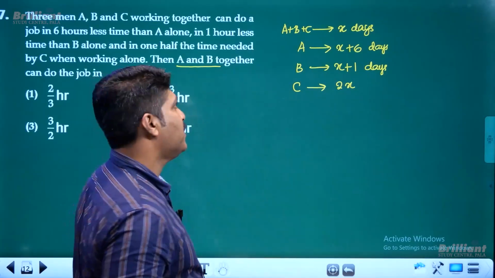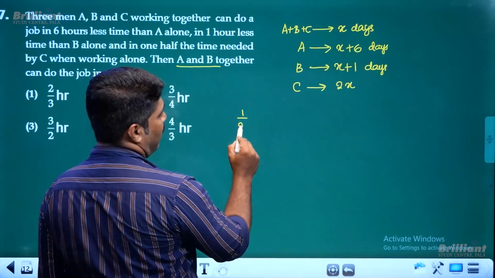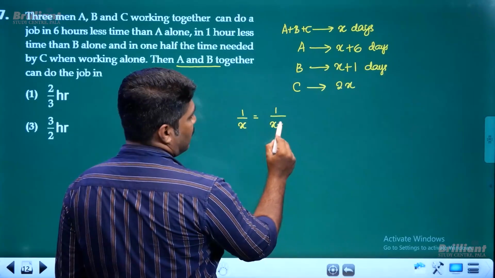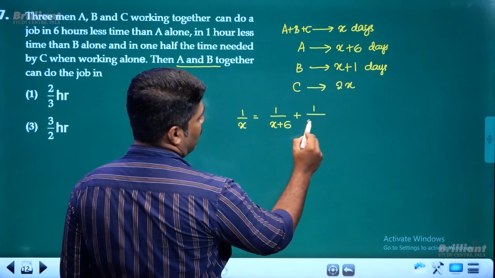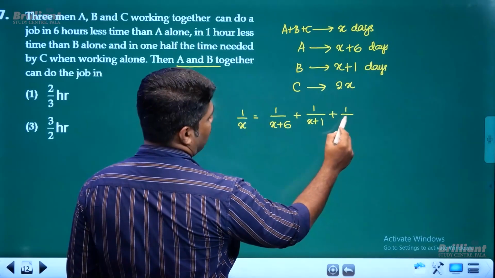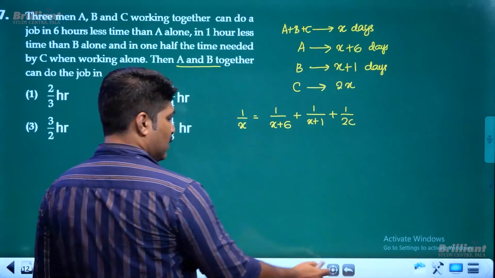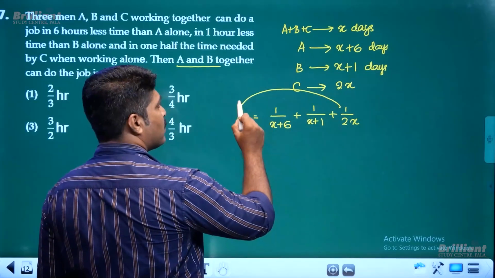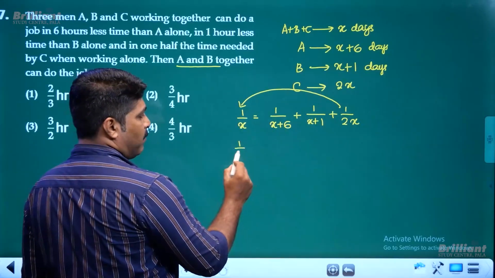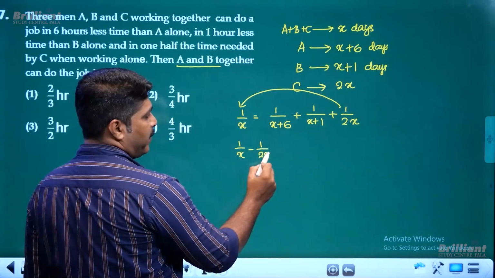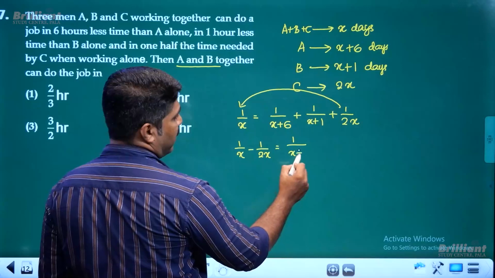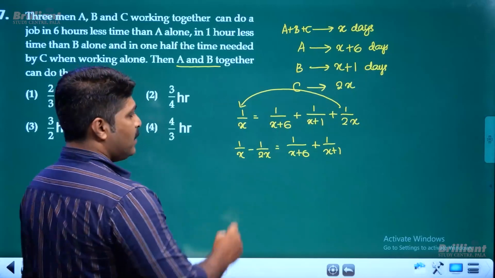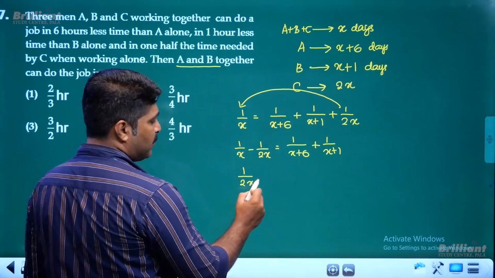It's a case of combined efficiency. That means the efficiency of A, B and C is 1 by X. So that is the same as the efficiency of A plus efficiency of B plus efficiency of C, which is 2X. Clear? So I'm taking this 1 by 2X to the left side. Therefore, 1 by X minus 1 by 2X is equal to 1 by X plus 6 plus 1 by X plus 1. How is it? This is equal to 1 by 2X on the left side.